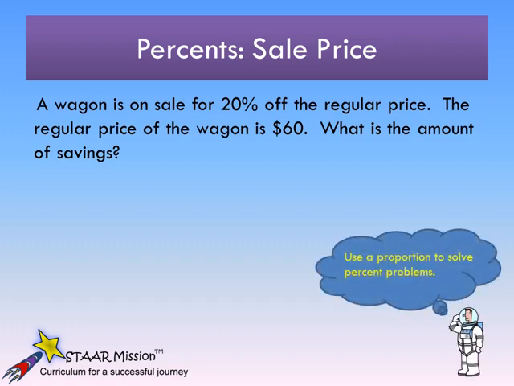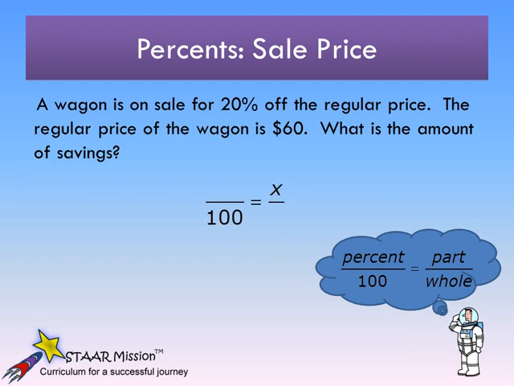Use a proportion to solve percent problems. Percent over 100 is equal to part over whole. So 20 over 100 is equal to x over 60. We do not know the part, or amount of savings, so we use x.